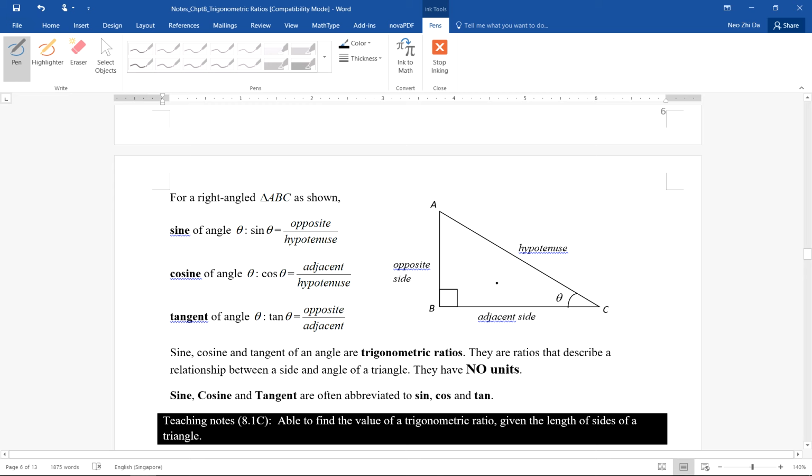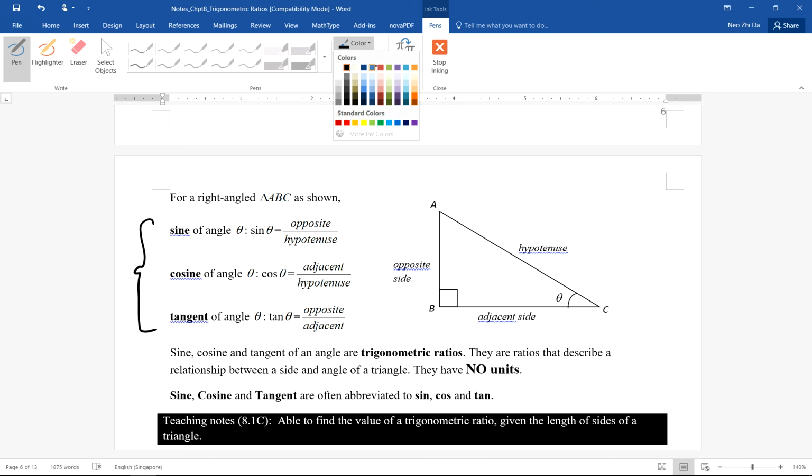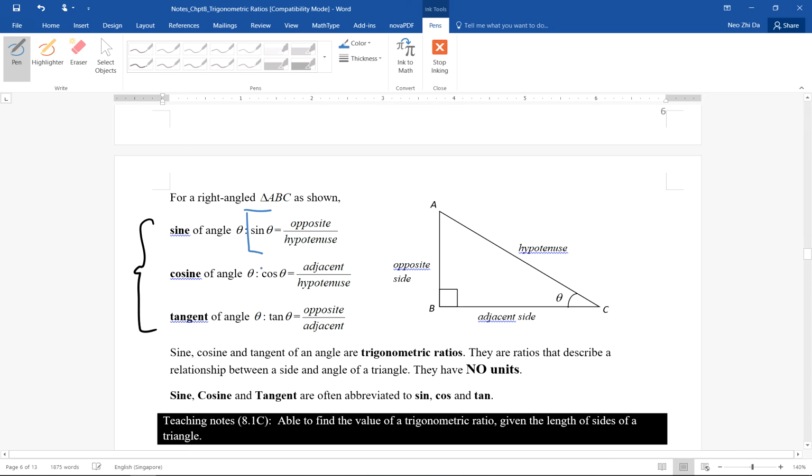Now, these three are your trigo ratios. Looking at your calculator, you will see this. Sine, cosine, and tangent. This is how you pronounce them. Not sin, not cosine. The first one is called sine theta.